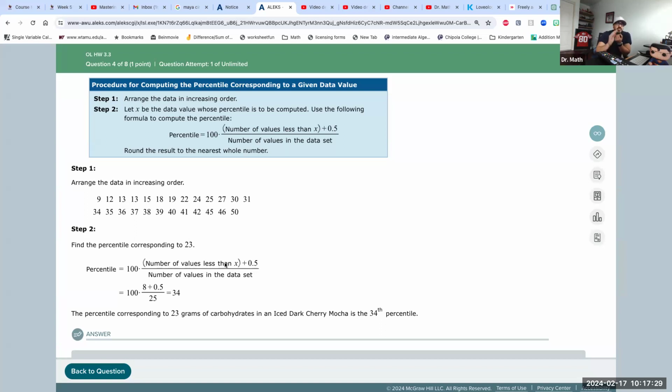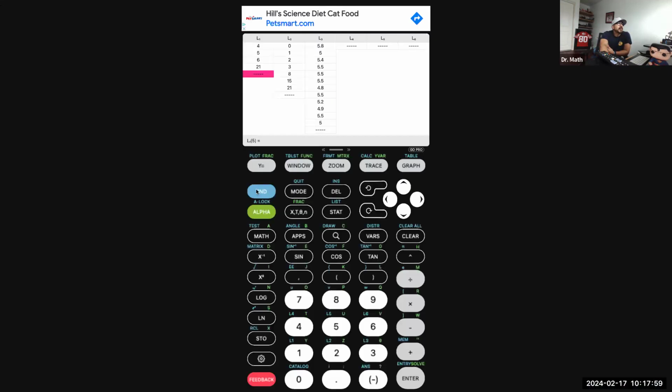But again, you're going to use your score and compare it, see how many scores are less than your score, right? And then you're going to add 0.5. So here you do 8 plus 0.5, which is 8.5, and you divide it by the total number of values you have. So you're going to divide it by the total number of people who took that test. In this case, there's 25 people. So again, let's run this calculation on our calculator. So I hit second quit. So we do 8.5 divided by 25.